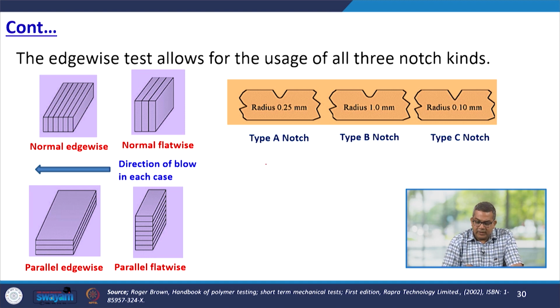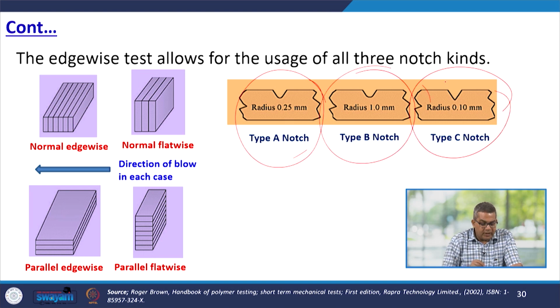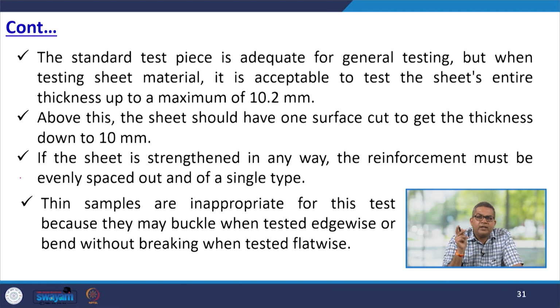Like here, you see that this is the type A notch, this is the type B, and this is the type C, and this is the normal edgewise and a normal flatwise, with a different direction of the blow in each case. Here you see this is the parallel flatwise and this is the parallel edgewise.